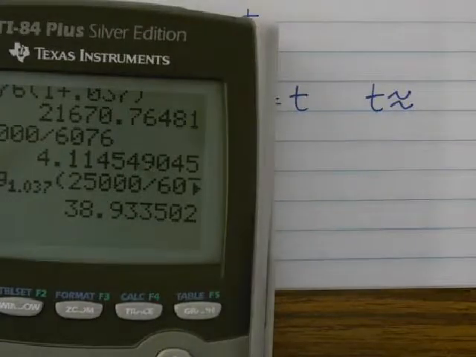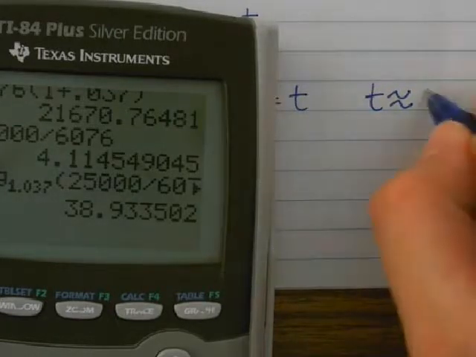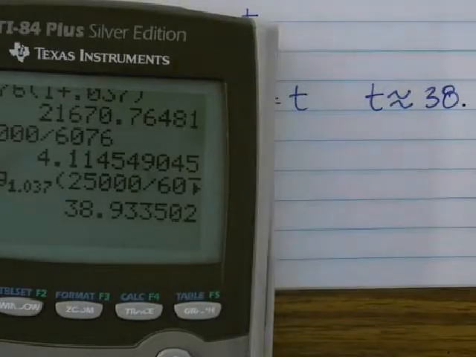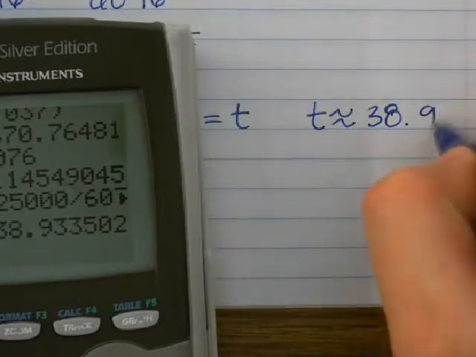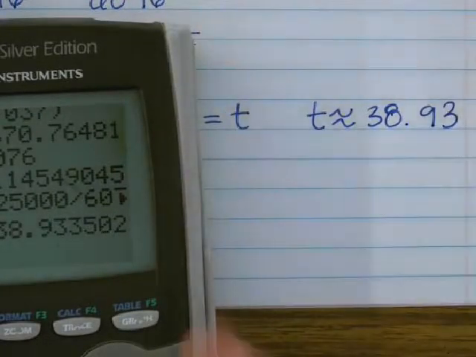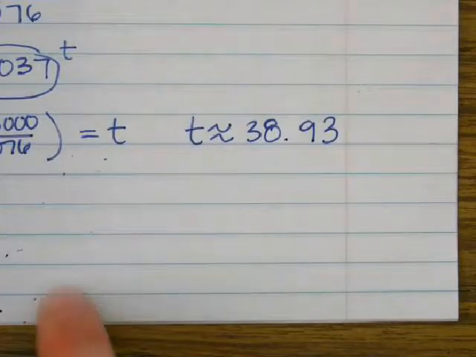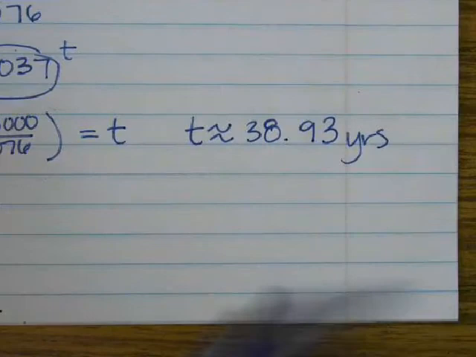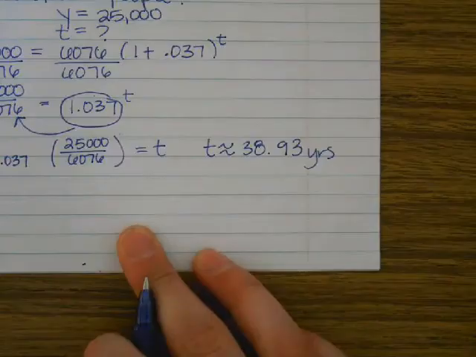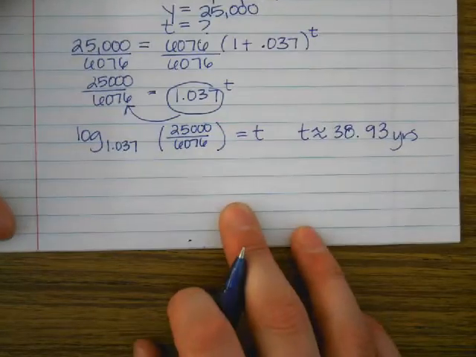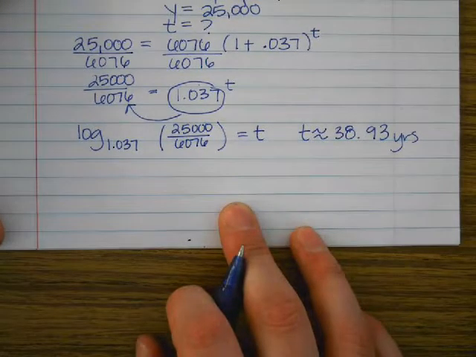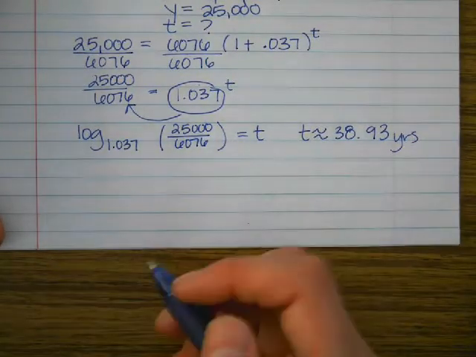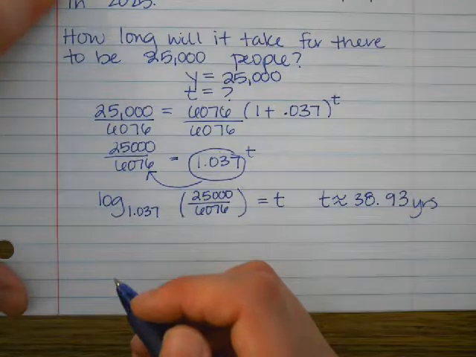So typically we're going to round to 2 decimal places usually. So let's go ahead and do 2 decimal places. What should they be? 38.93. Good. What are the units? Days, months, years? Years. Okay. And then do we call that good? Is that a good final answer? No. We're going to say, how long will it take for there to be 25,000 people?